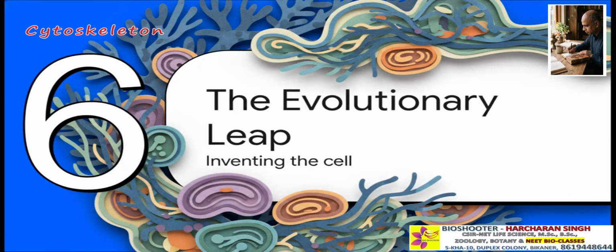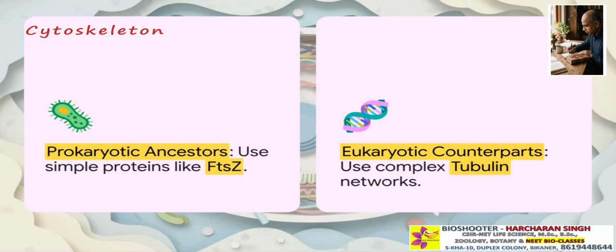And finally, part 6, the evolutionary leap. So how on earth did nature invent this unbelievable machinery? Well, the origins are incredibly ancient. Long before complex eukaryotic cells even existed, our tiny prokaryotic bacterial ancestors were already using simpler versions of these proteins. For example, bacteria use a protein called FtsZ for cell division, and it shares a shocking structural similarity to our tubulin. They also use MreB to maintain their shape, which is a direct ancestor of our actin.